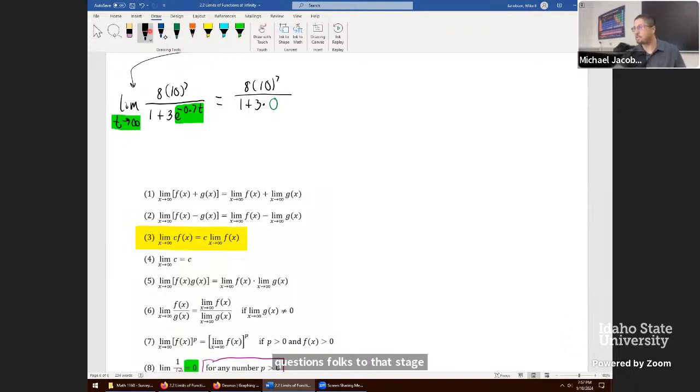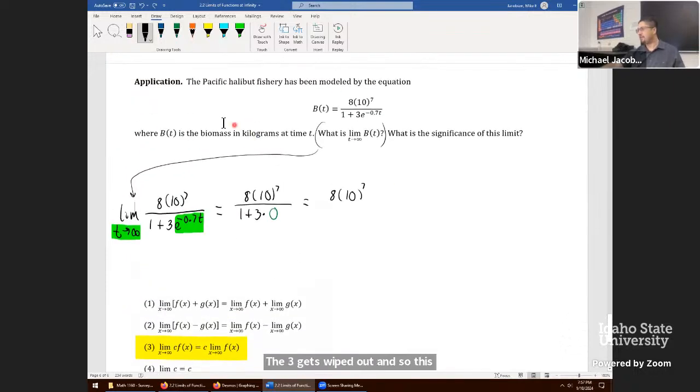Okay, let's simplify our result. We have 8 times 10 to the power 7, divided by just 1. You know, if we're dividing by 1, let's just leave it like that. The 3 gets wiped out, and so this is how much we have. And we do have a unit for biomass, so let's say kilograms of halibut.